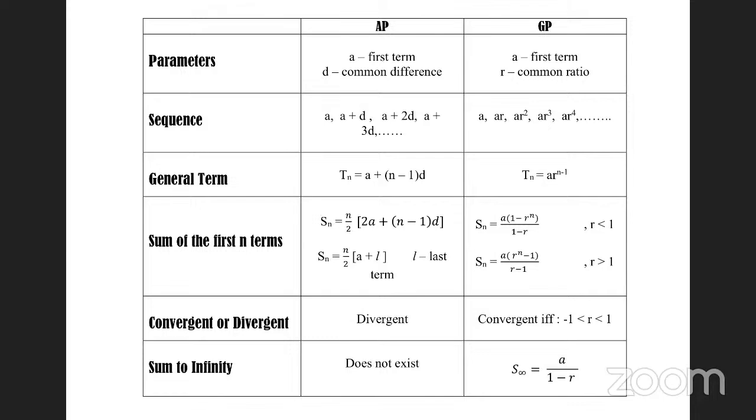So let's take a look at how we apply the formulas. As you'll see here, it's just to plug in A, R, and N. What's important is just identify if R is less than 1 or if R is more than 1. Those are the things that you have to look for, right? All right, so let's try an example. Again, it's for GP now. Right, so for GP, A is equal to 2 and R is equal to 3.